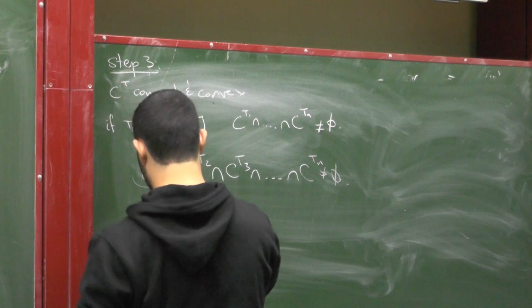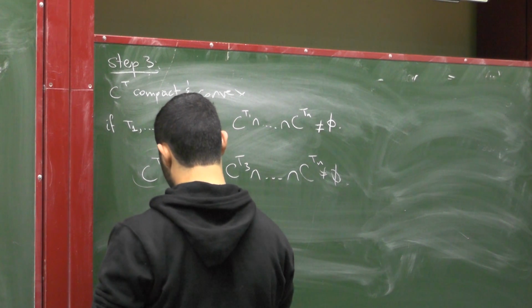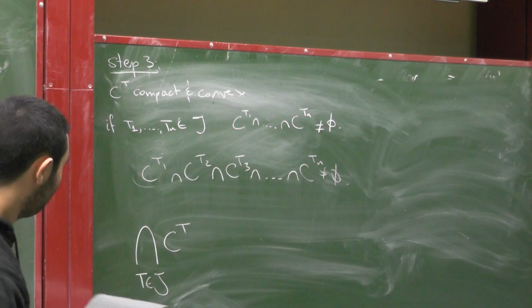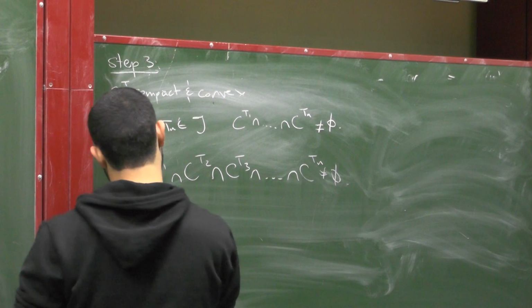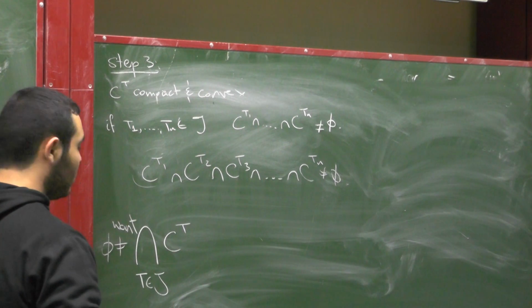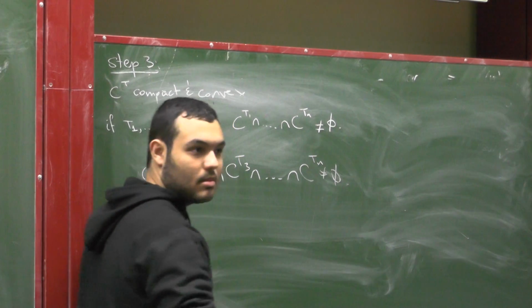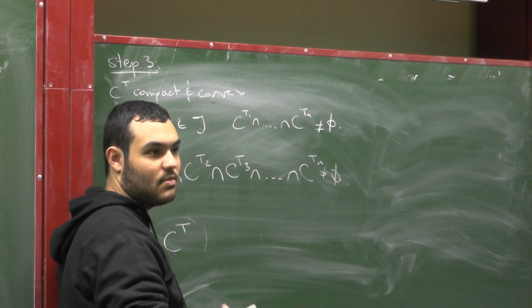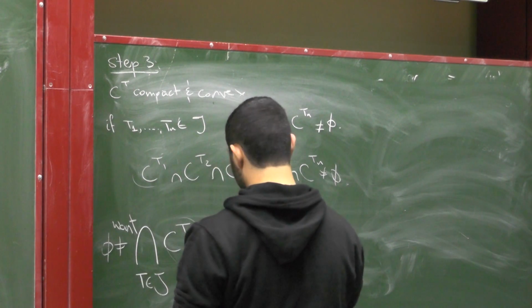So now, last step, let us consider this, that it's non-empty. So how do we do that? The space is compact, and if we intersect finitely many remaining sets here, I get something non-empty. The finite intersection property gives me that this is non-empty.